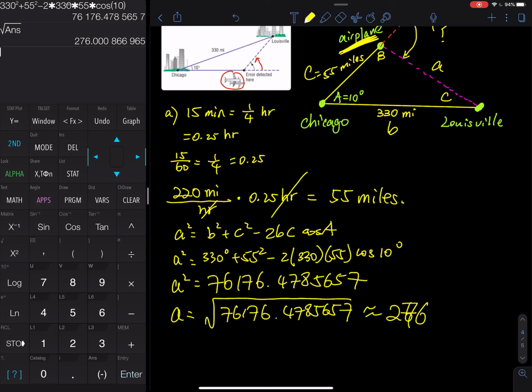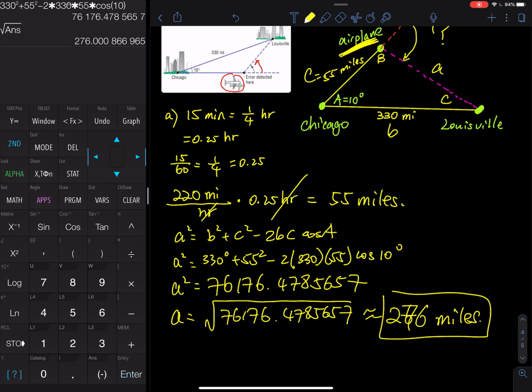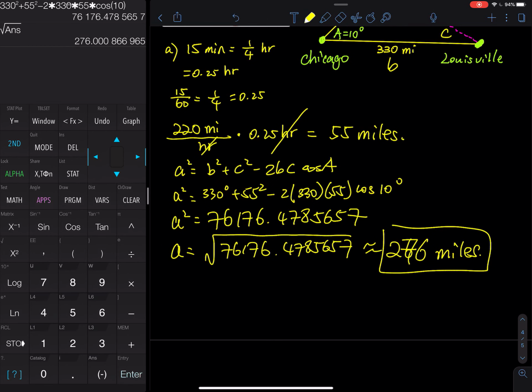276 miles. So what is this? This is the distance between your current position and Louisville. So that is the distance between your current position and Louisville. And then I need to find angle B. Or actually, I don't need to find the angle C, right? I need to find angle B.